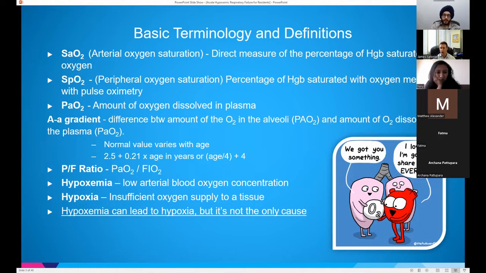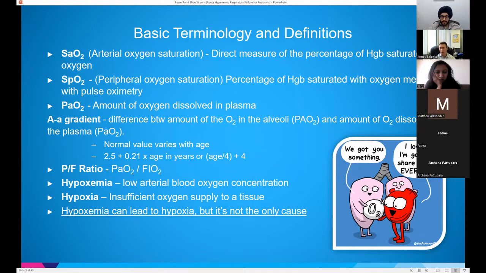PaO2, amount of oxygen dissolved in plasma. You should be familiar with that terminology, because we need this to get an AA gradient, right? So we've talked about AA gradients in the past. The difference between the amount of oxygen in the alveoli, which is the capital A, and the amount in plasma, so your PaO2 of the blood.